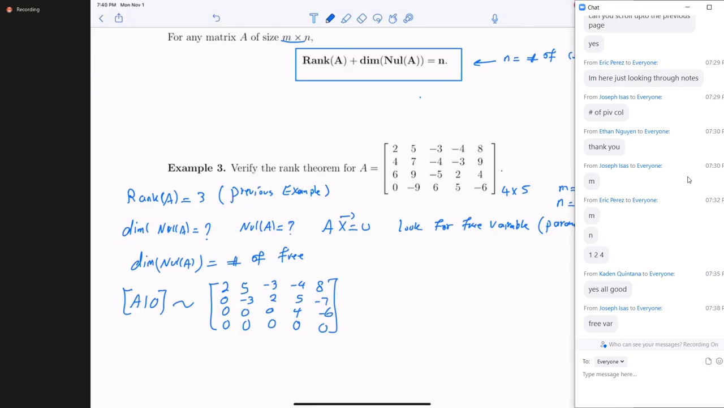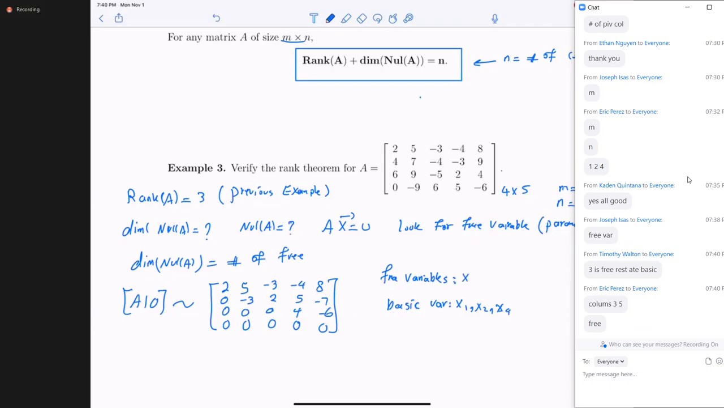So what are the free variables, guys? The free variables and the basic variables. Basic variables are the pivot positions, which means x1, x2, and x4. Free variables are just x3 and x5, right? So it means that we have two free variables, and it's enough to find out the number of the free variables.